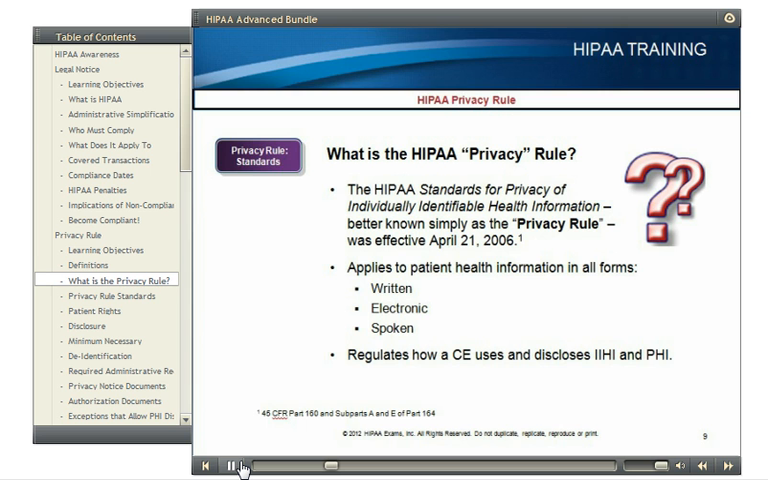What is the HIPAA privacy rule? The HIPAA Standards for Privacy of Individually Identifiable Health Information, better known simply as the Privacy Rule, was effective April 21, 2006. It applies to patient health information in all forms: written, electronic, spoken. It regulates how a CE uses and discloses IIHI and PHI.